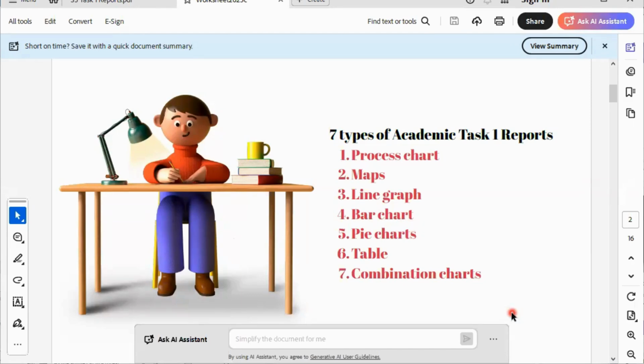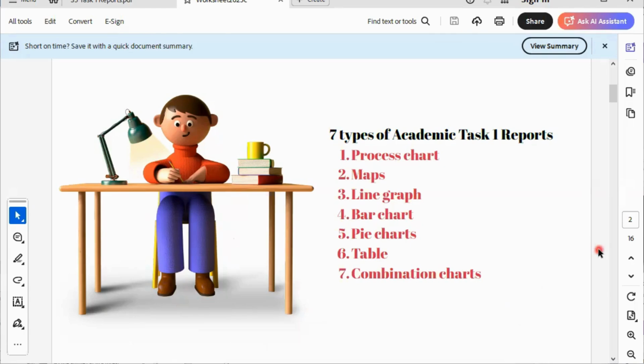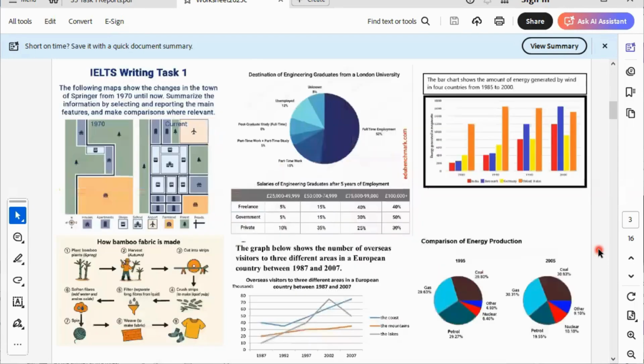I don't like using the word tips. I don't know, people like using the word tips. I don't like using tips. Well, if you like tips, okay, let me just say, I will give you some tips. Okay, so 7 types of charts.